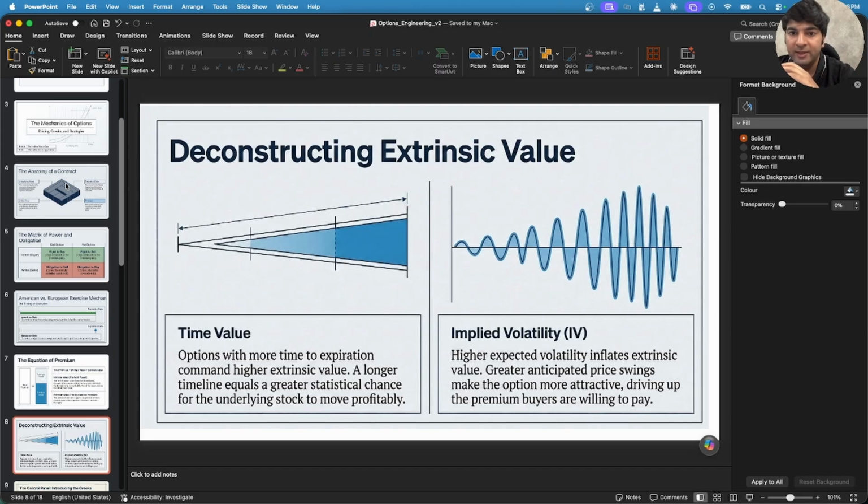Similarly, implied volatility. Usually higher expected volatility inflates extrinsic value. Why does it happen? Because there is a greater chance of price swings, making the option more attractive.